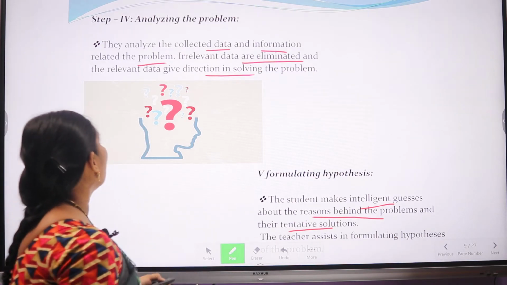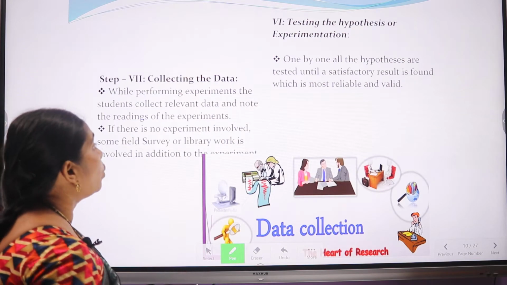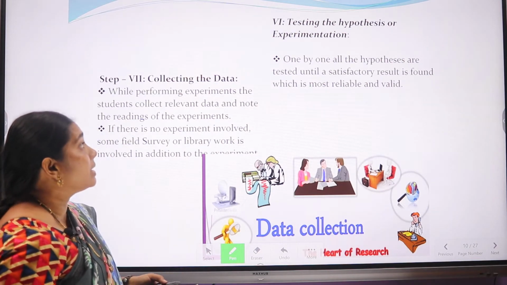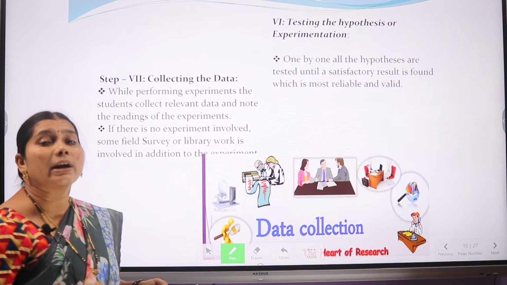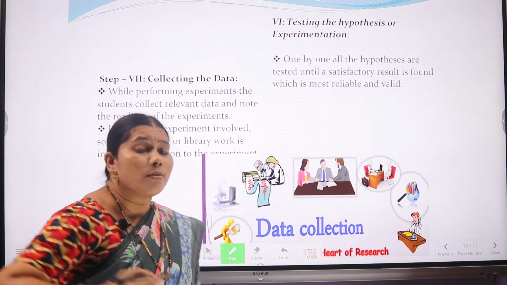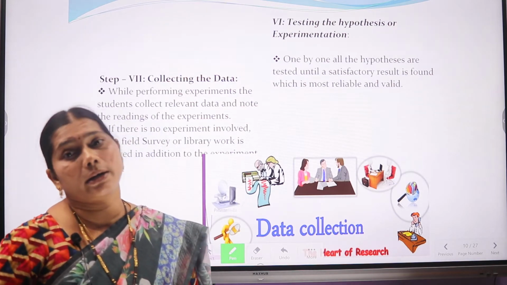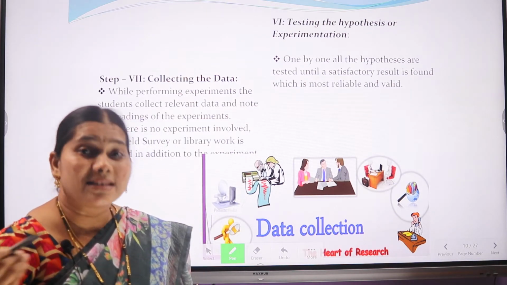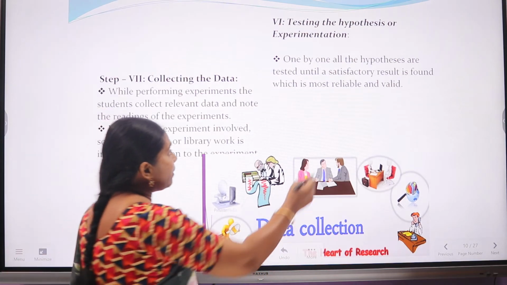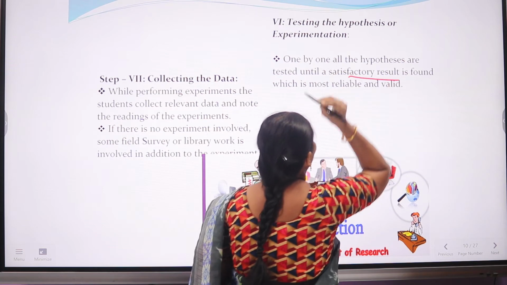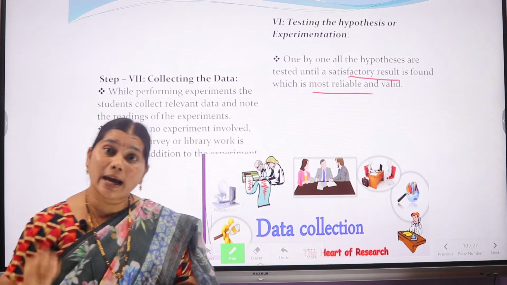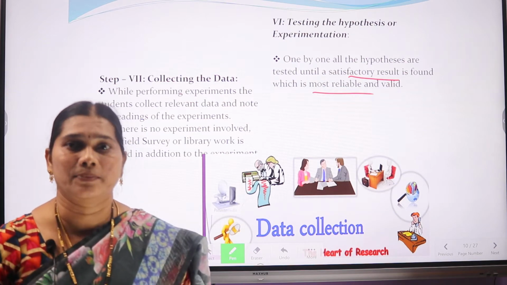After formulating the hypothesis, we will be going on to the next step, that is the sixth step, testing of the hypothesis or experimentation. In testing of this hypothesis, one by one the formulated hypotheses or assumptions are tested until a satisfactory result is found, which is most reliable and valid.